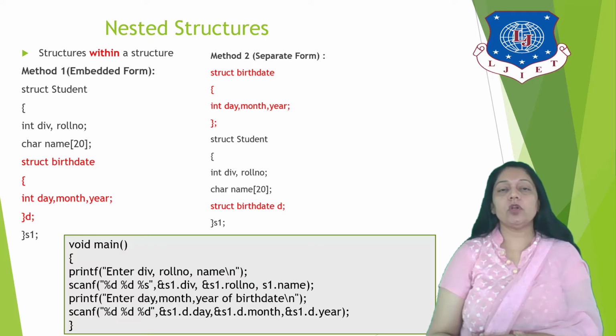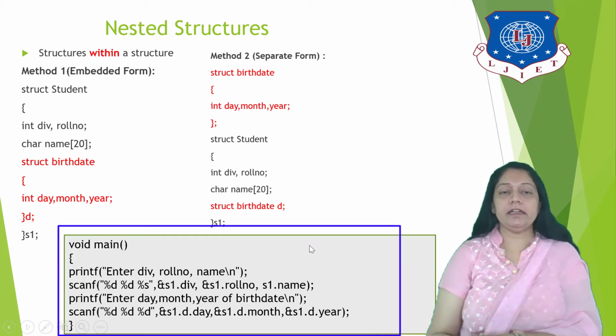Now suppose you want to have some values inside all these structure members, then we'll use scanf. First of all, printf, enter division, roll number, name, and access each and every member of the structure using the dot operator. So division is the member of the student structure, so it will be accessed by the structure variable S1. So S1.div, S1.roll number and S1.name. So you can input the values into division, roll number, name using the dot operator and with structure variable S1.